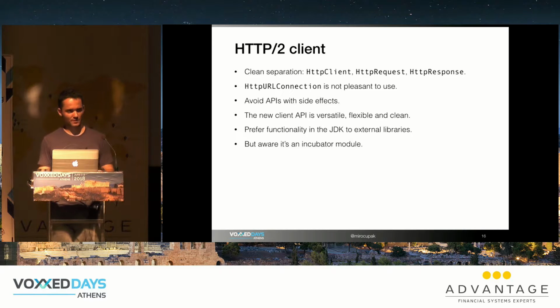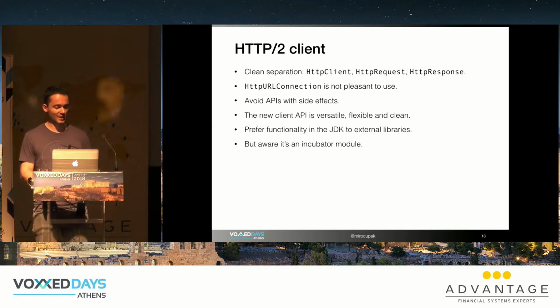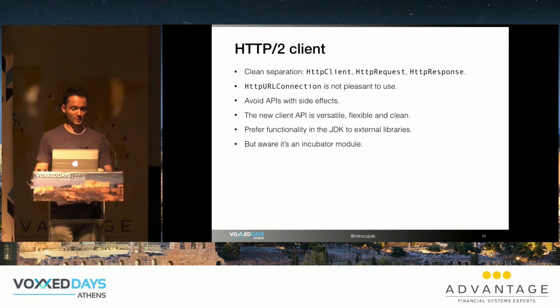So to recap, there's a much cleaner alternative to the old HTTP URL connection. It's built around three classes: HTTP client, HTTP request, HTTP response. You should avoid APIs with side effects, which HTTP URL connection is an example of this. The new client is versatile, flexible, and clean. If I wanted to make this asynchronous, I literally need to change one method call in my previous snippet. And there's benefits for using functionality that's available as part of the JDK, as opposed to external libraries. It's very well tested, it's interoperable, etc. But be aware that it's an incubator module, so maybe not using it in production yet.